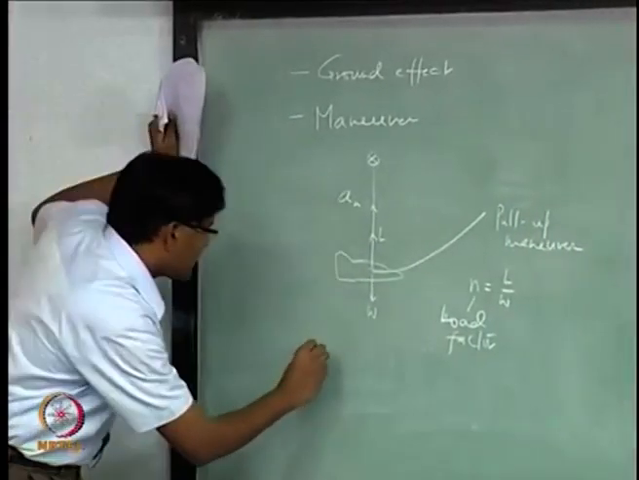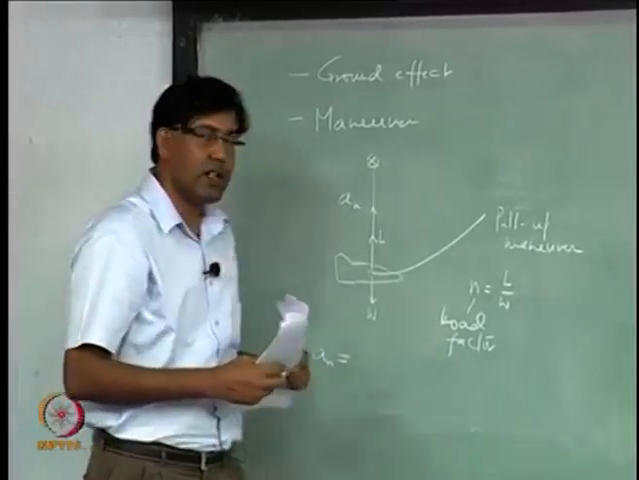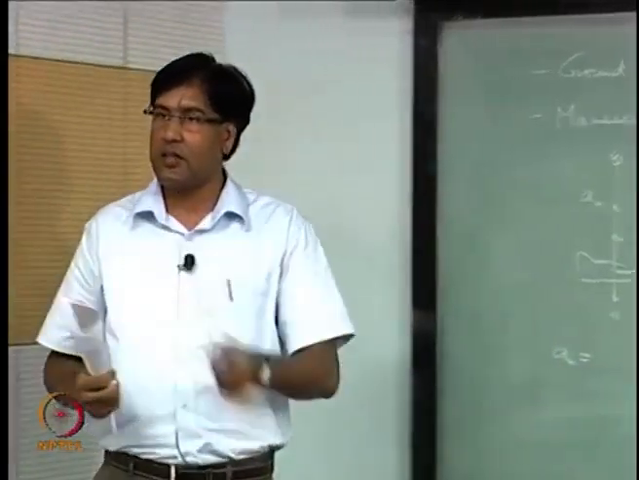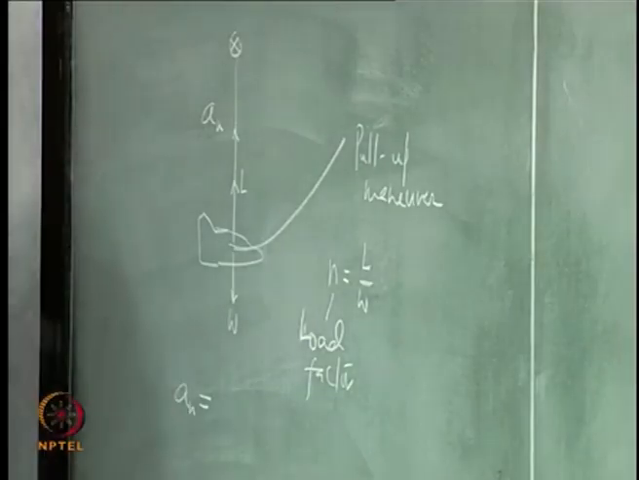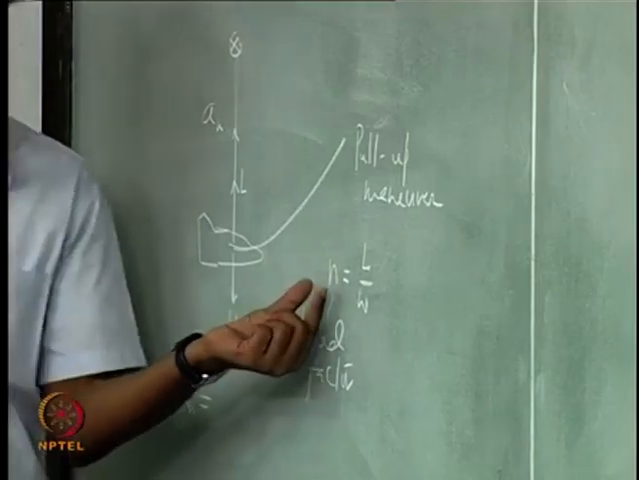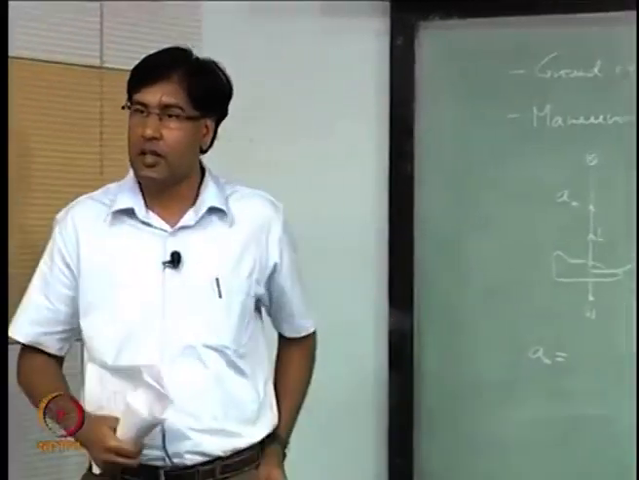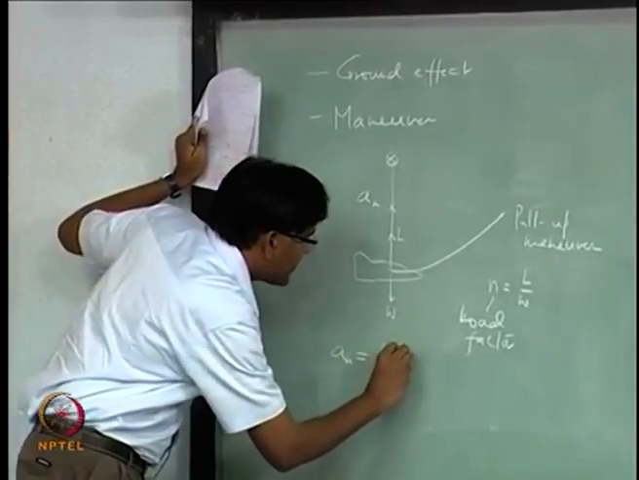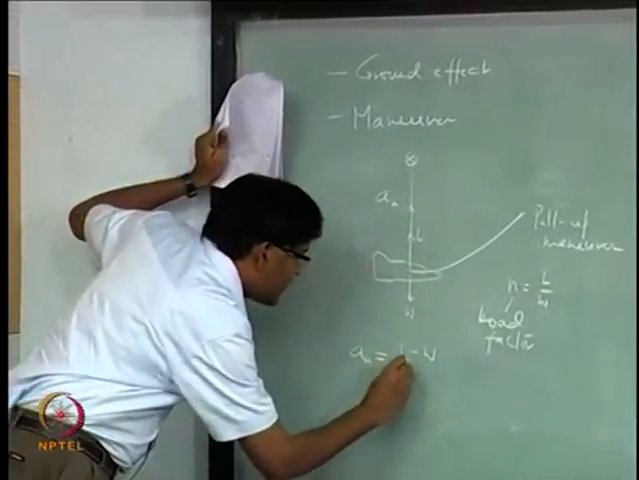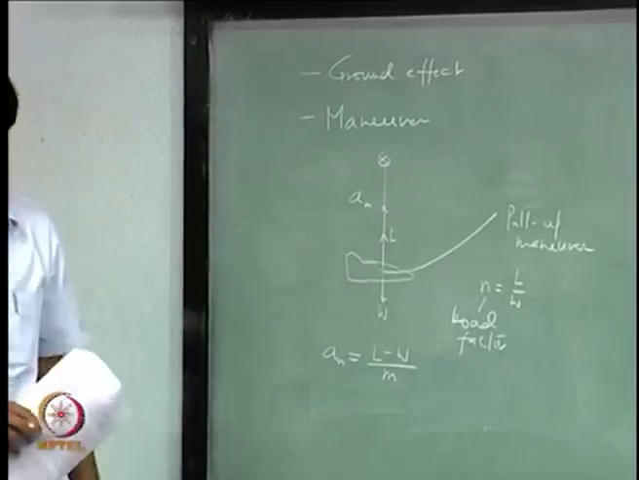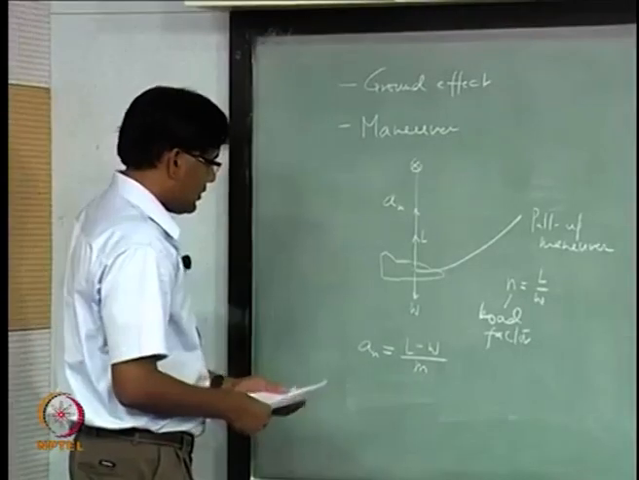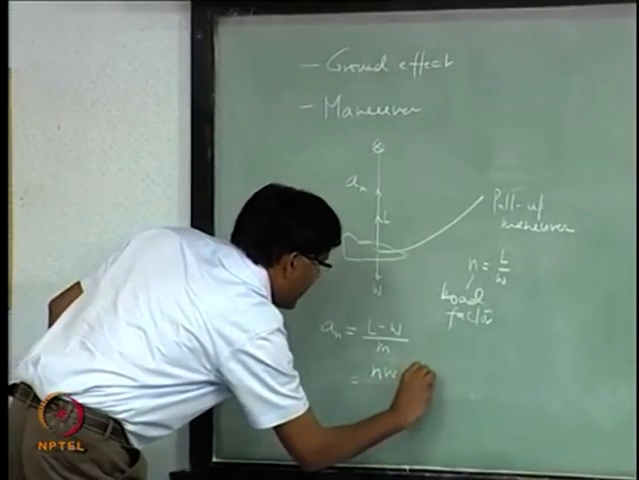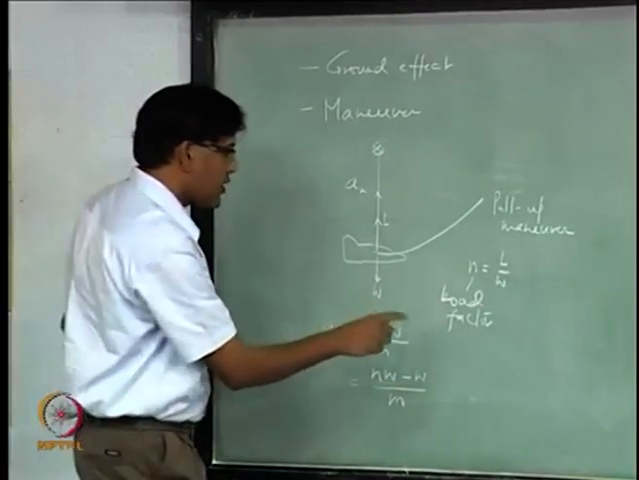So if I want to write down an expression for this n, and let us say I want to do a pull up maneuver, this is signifying the G factor, right. So 1 G is pulling 1 G maneuver, which is the case when you are flying level flight condition. Any other value of n greater than 1 will also give you a normal acceleration, right. So what is this n? N is L minus W, right, over m, if m is the mass of the aircraft, and W is equal to mg, right.